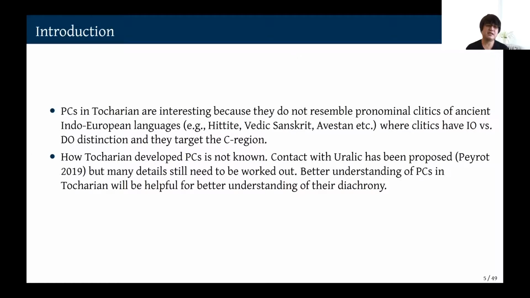PCs in Tocharian are interesting because they do not resemble pronominal clitics of ancient Indo-European languages such as Hittite, Vedic Sanskrit or Avestan, where clitics have an IO and DO distinction and they all target the second position. How Tocharian developed PCs is not known to us. Peyrot 2019 has proposed that contact with Iranic has played a role, but many details still need to be worked out. It is without doubt that a better understanding of PCs in Tocharian will be beneficial for our better understanding of the diachrony.